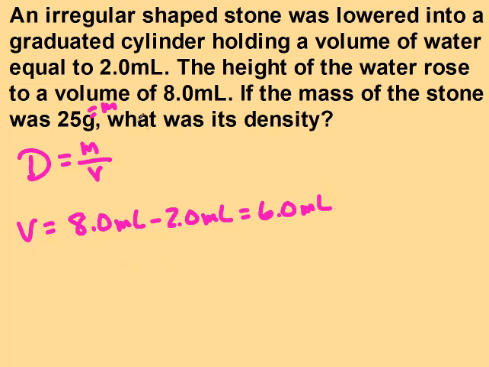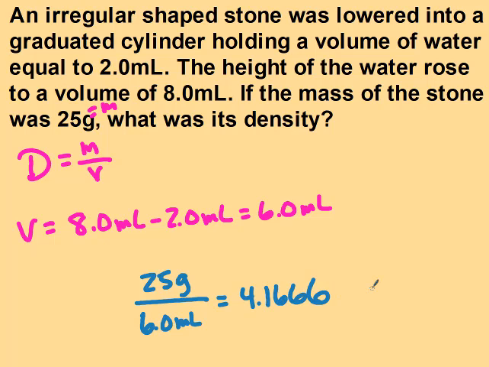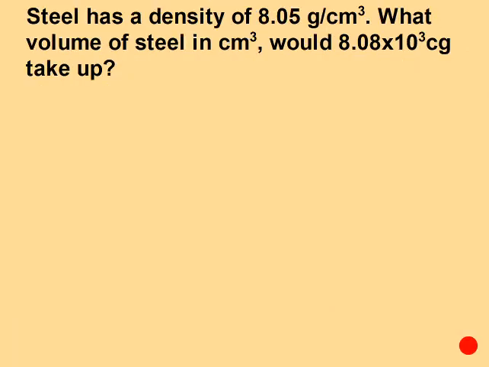Now I can plug it in. I know my mass goes on top. I know my volume goes on bottom with units. Nothing cancels. So dividing those, I get this. And I want 2 sig figs. So that 1 is going to round up, giving me 4.2 grams per milliliter. Go ahead and pause the video and solve this last one on your own. Restart when you're done.